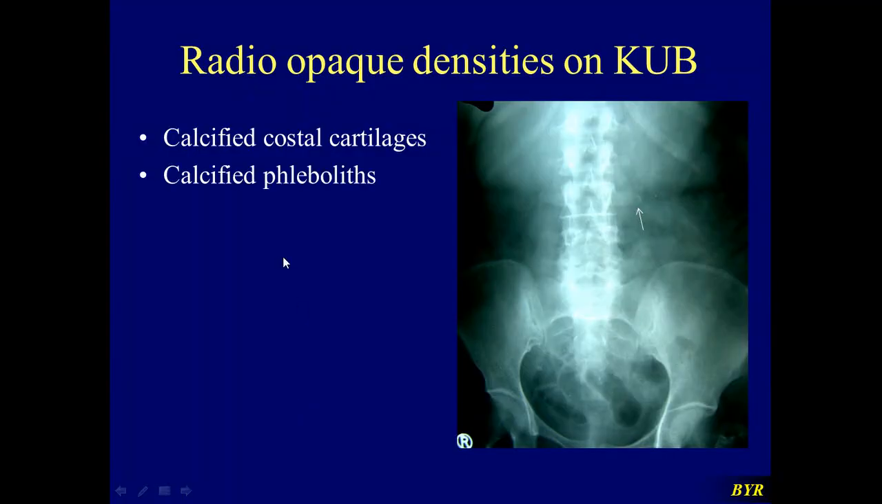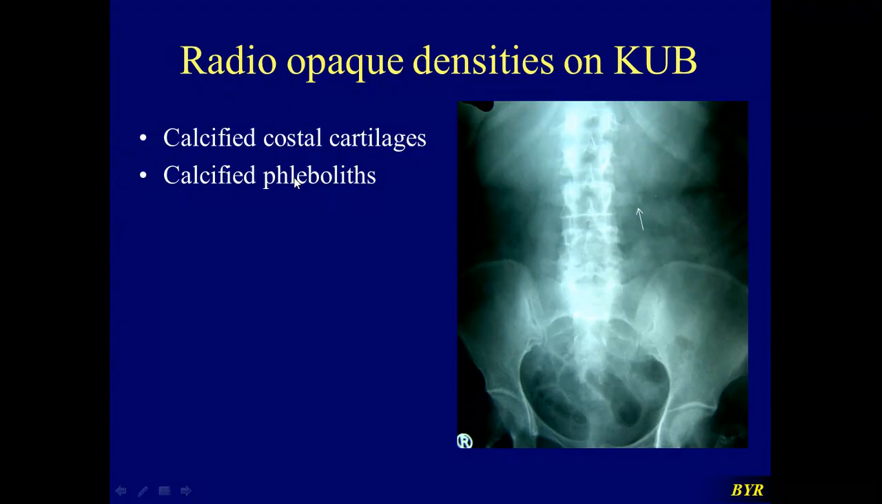Then calcified phleboliths. Phlebo means vein. Lith means stone. So, stones in the veins. So how can they occur? That means the person is sedentary, not walking, just lying in the bed for many months.